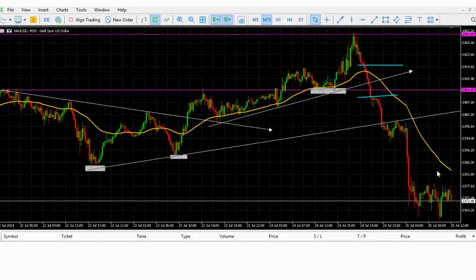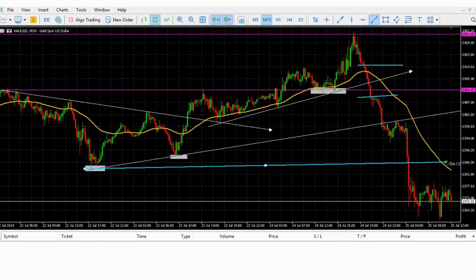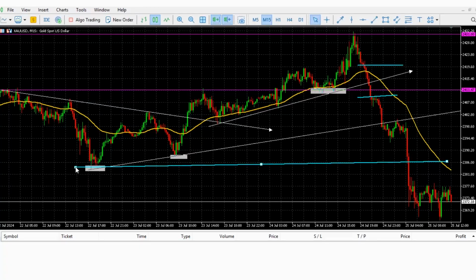So now we can ride this trend, right? If we want to have a fixed take profit, our take profit should be at the previous support level, which is the level that the price reversed from, right? So this is our previous support level. That is where we can take our profit, if we want to have a fixed take profit.